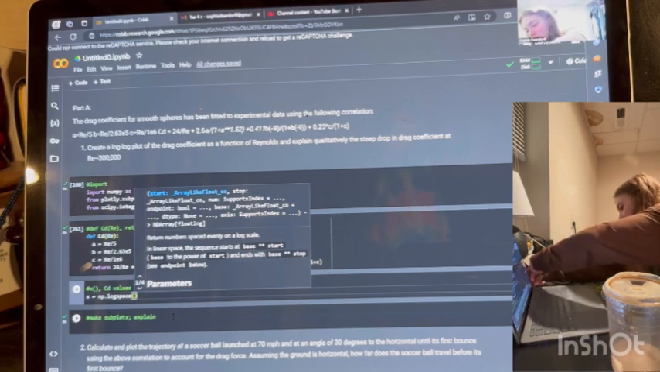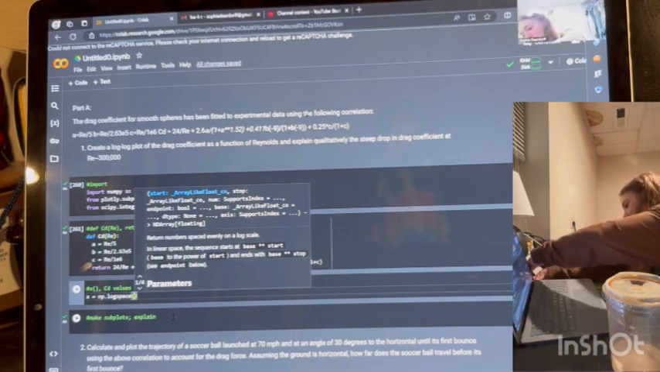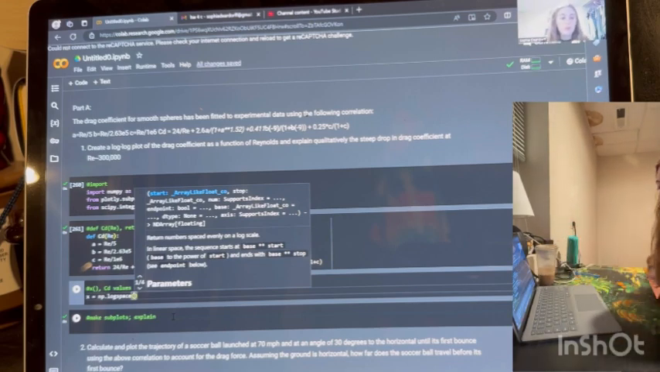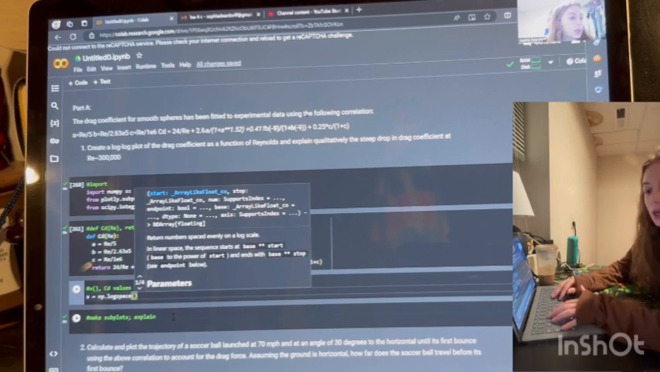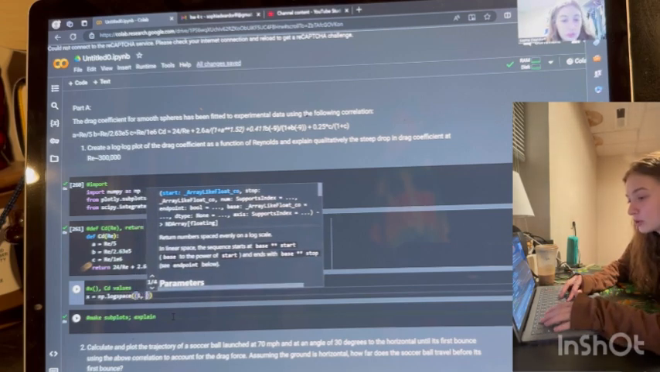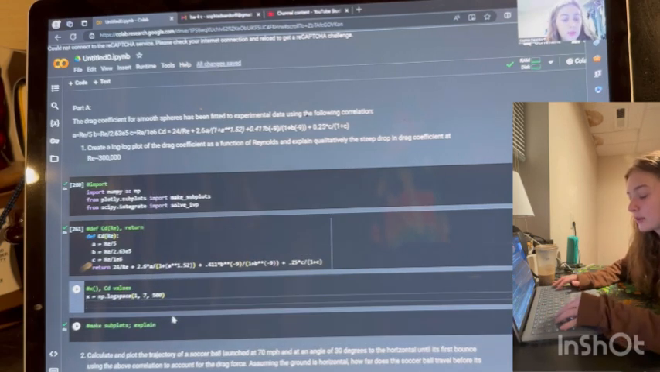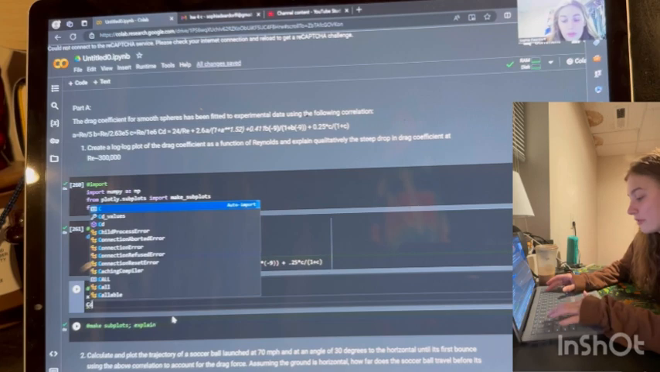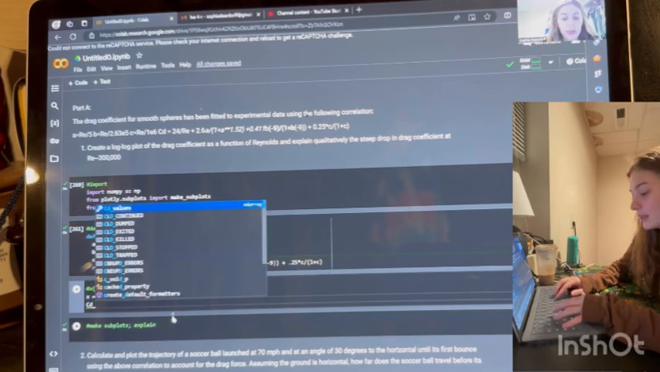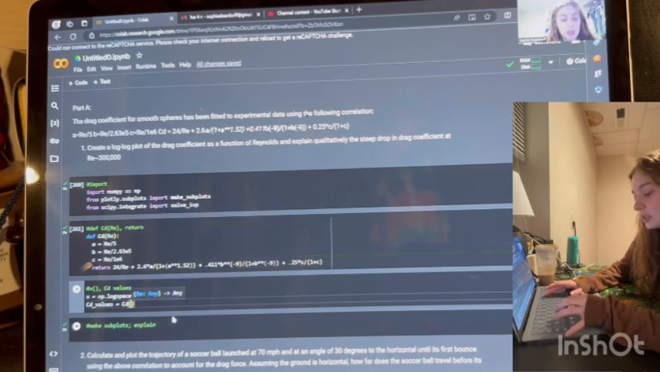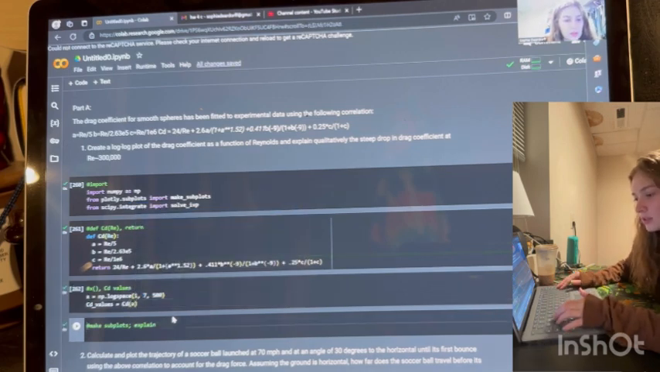Battery's low. Put this in real quick. Okay, there we go. Alright, the logspace of, we do 1, oh, I already did that, 1, 7, 500, and then we're going to do our coefficient, or drag coefficient values, is equal to CD of x.